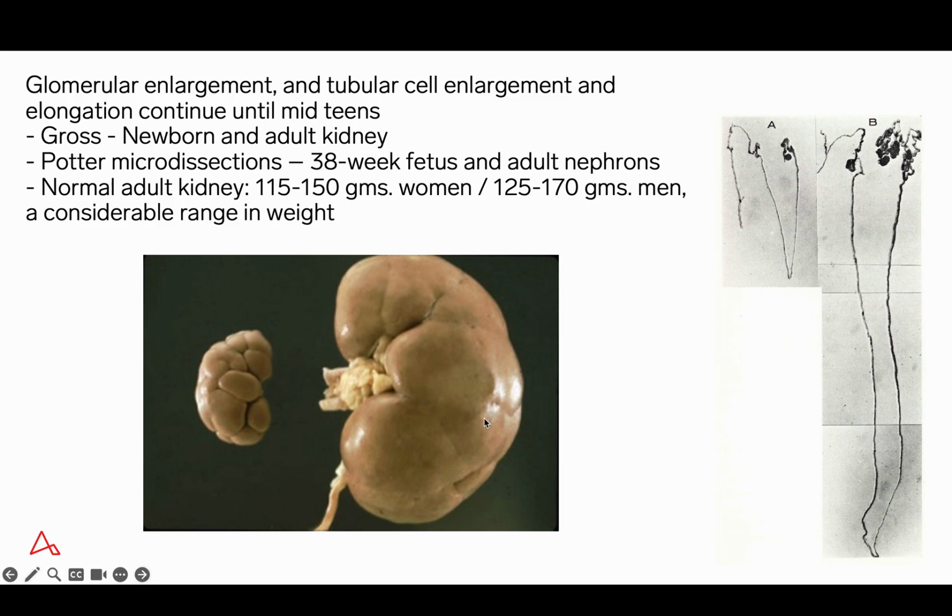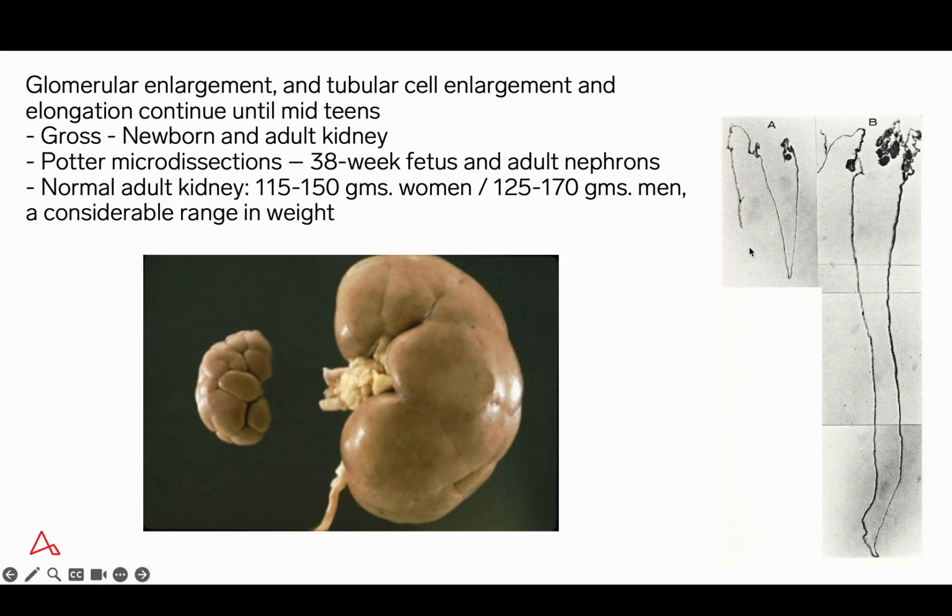Now, the newborn kidney is simply a smaller version of the adult kidney, as we can see in this gross photograph. We can note that there is very prominent fetal lobation, which is largely lost as the kidney enlarges. The massive size difference between the newborn kidney and the adult kidney reflects a marked increase in glomerular and tubular cell enlargement and tubular elongation.